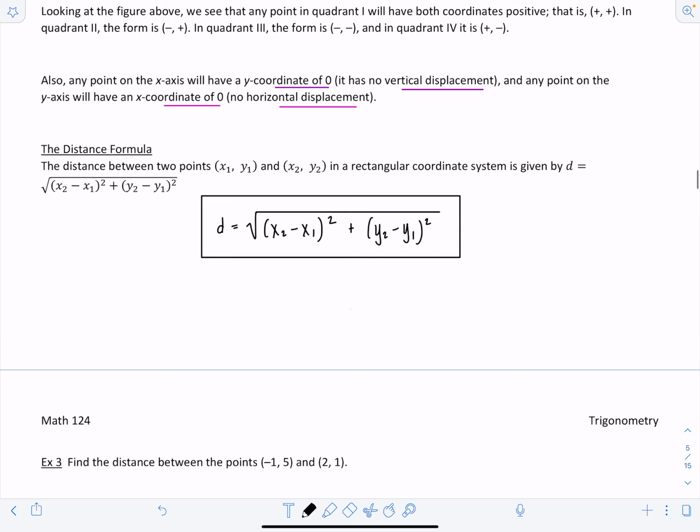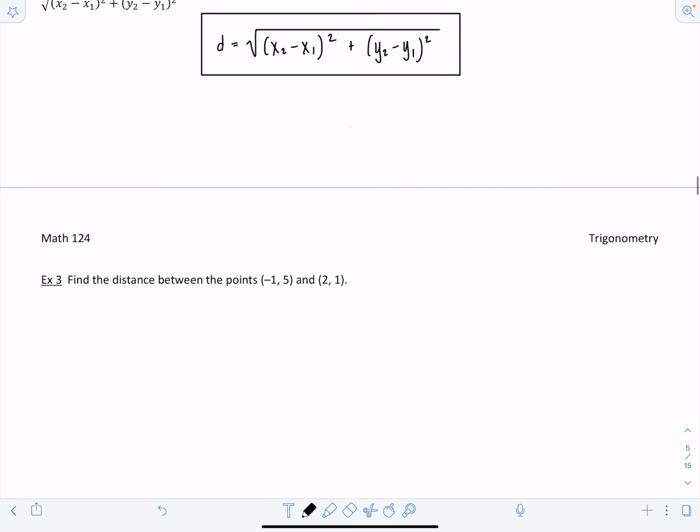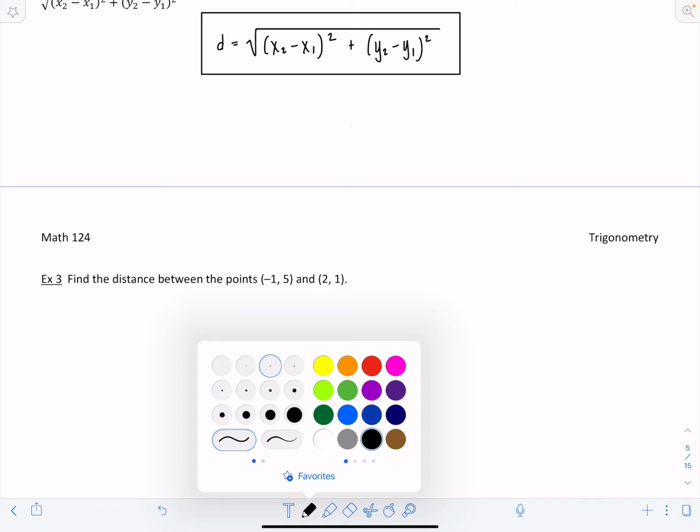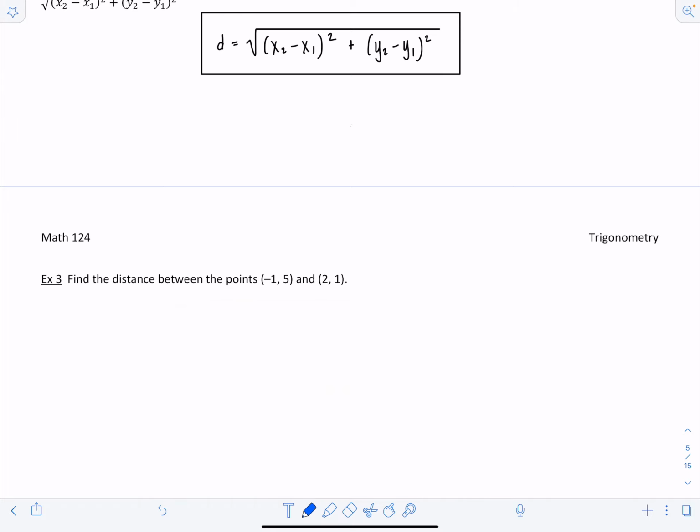Okay, so let's practice an application using the distance formula. Find the distance between the points -1, 5, and 2, 1. So what I always recommend is label the points. That's where most students tend to make mistakes, plugging in the points incorrectly in the formula. So I'll call this first one x1, y1, the second one x2, y2. Doesn't matter which is which, just be consistent with the subscripts.